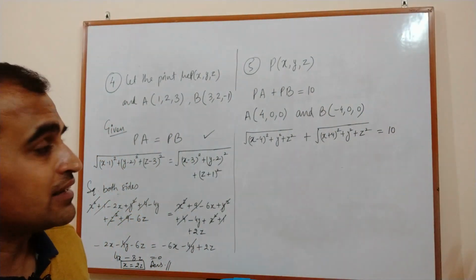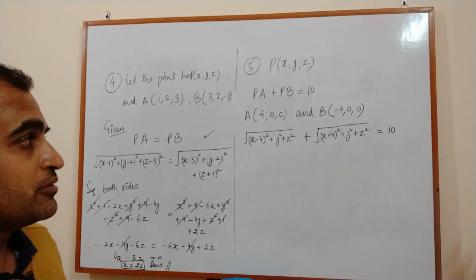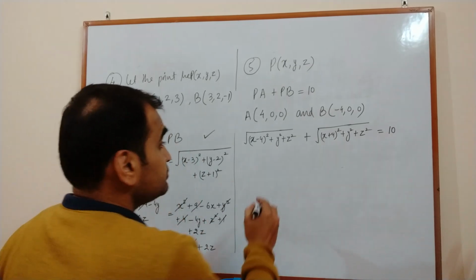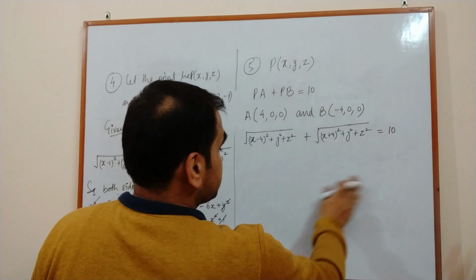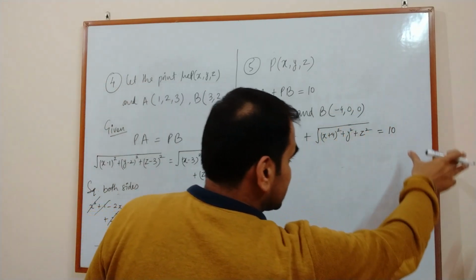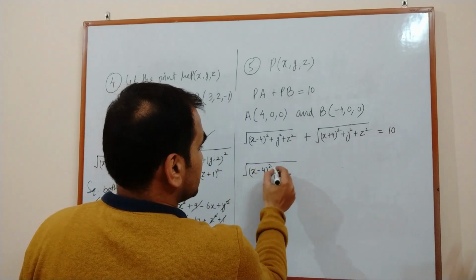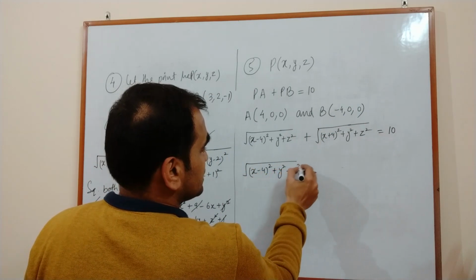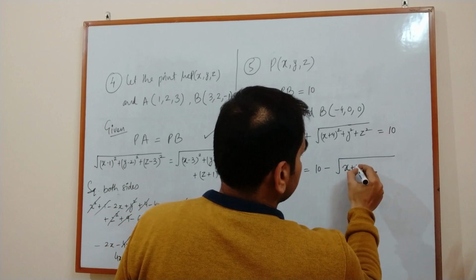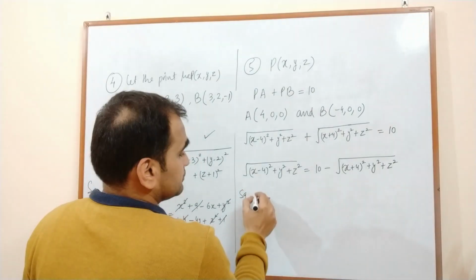Now what should be the next step? Here we will not just simply square both sides, because there is no benefit, as we also have to remove the square roots. So for how to solve this type of equation, take one square root and move it to the right hand side. This will give you the square root of (x minus 4) whole squared plus y squared plus z squared is equal to 10 minus the square root of (x plus 4) squared plus y squared plus z squared. Next step is squaring both sides.